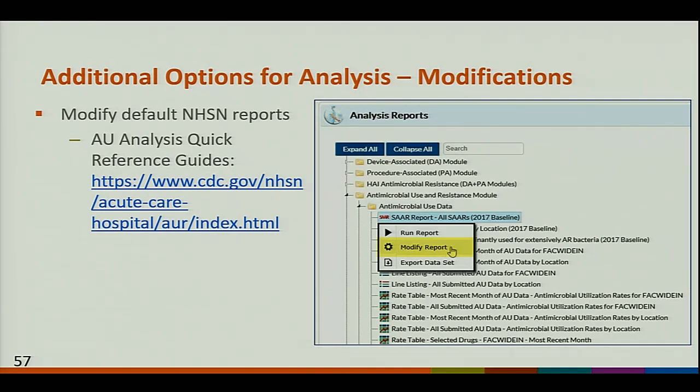We have a lot of AU analysis quick reference guides. So these are 3 to 5 page documents that provide a high-level overview of what the report is, and an example type of report that you could run for your facility, which goes through some modifications that you could make that may be relevant to your facility. So they just provide a very quick overview of how to make some modifications and how to interpret those resulting output. So you can find all of our analysis quick reference guides at the link listed here on the slide.